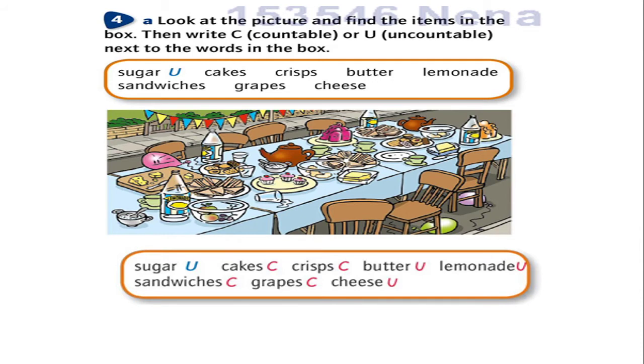This was not difficult, especially because all countable nouns were in plural, so they had S, and it was easy to find out which nouns are countables. Now let's move to quantifiers.